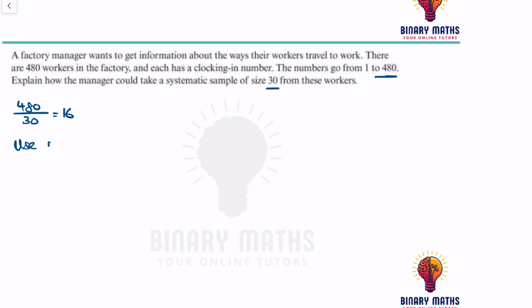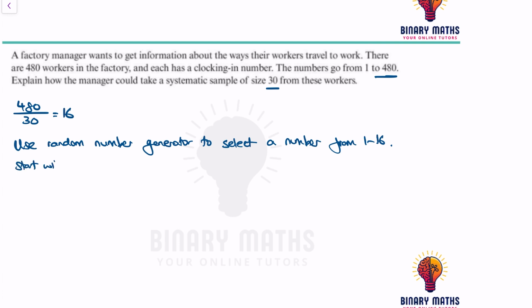Use a random number generator to select a number from 1 to 16. Start with this clocking in worker. Then select every 16th worker after this.